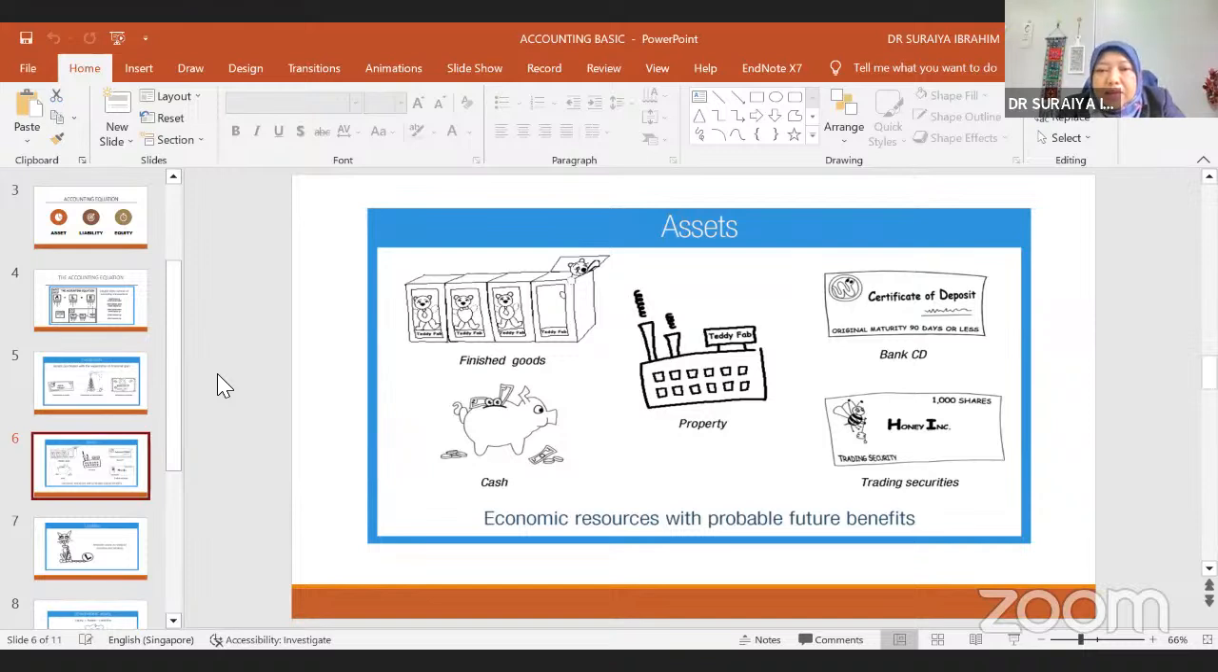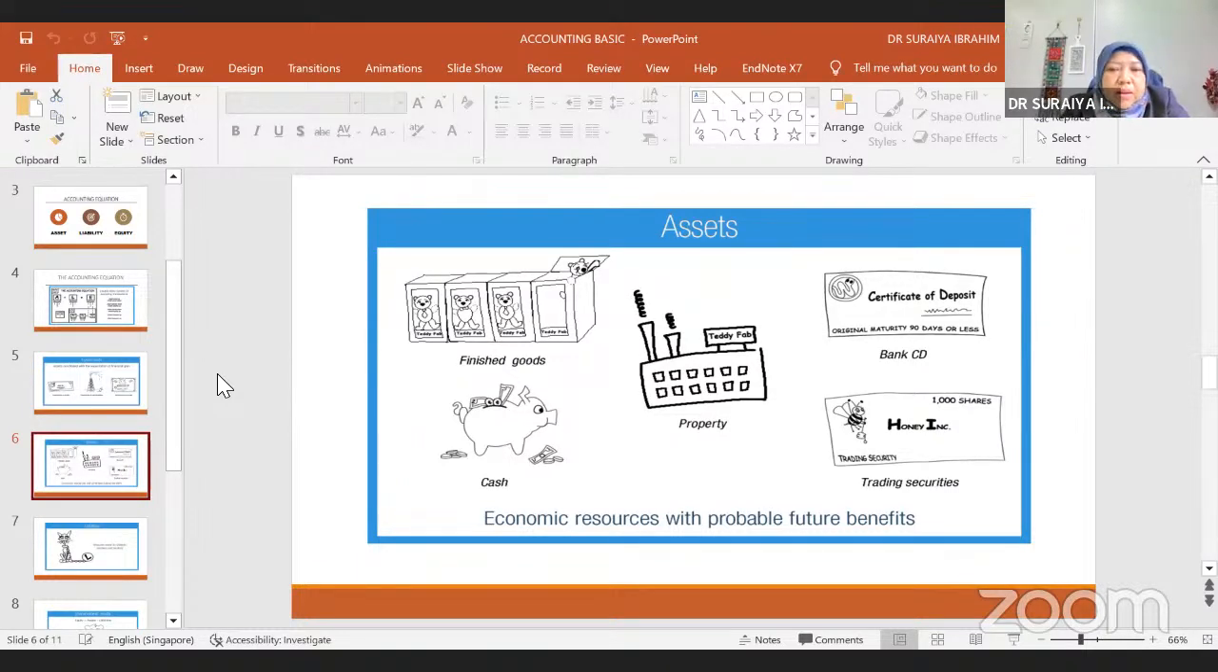Assets can also be tangible or intangible. For example, tangible property that we can see, such as buildings and shops. One of the things also considered an asset is a certificate of deposit. Bank CDs are also called assets. And not to forget, trading securities are also considered assets. There are business assets that are normally involved in record keeping in business transactions.